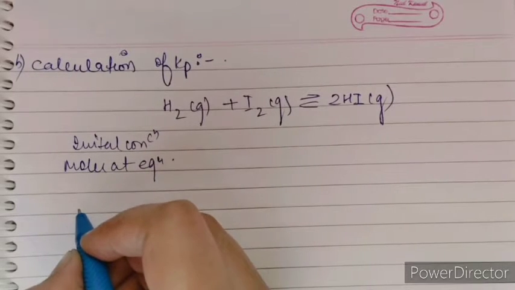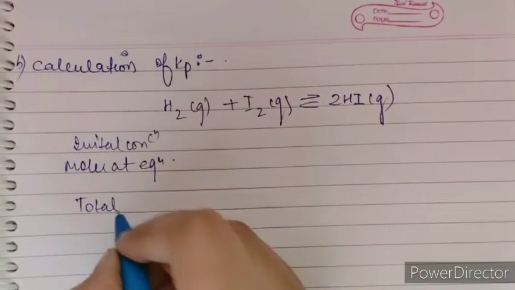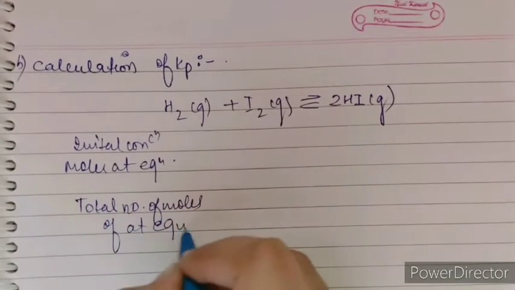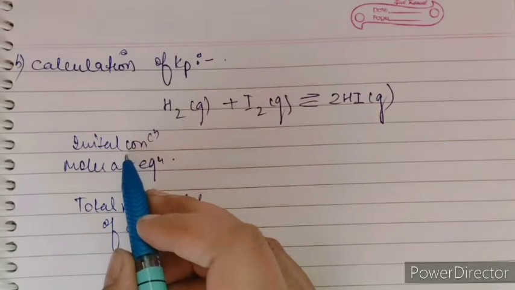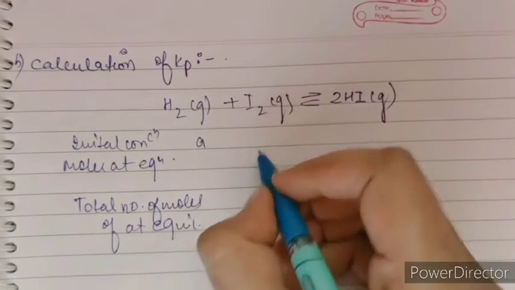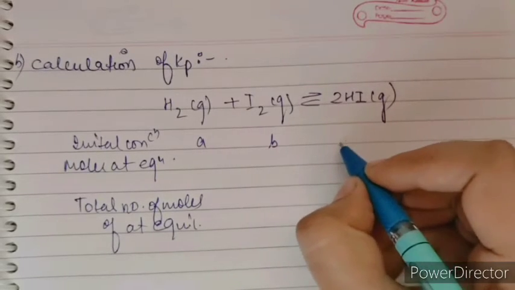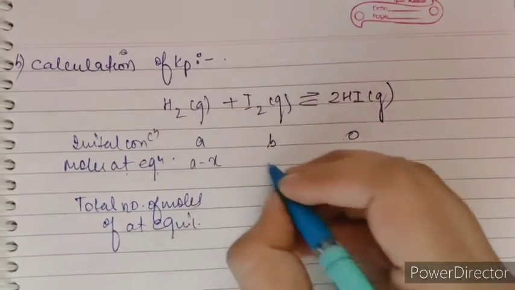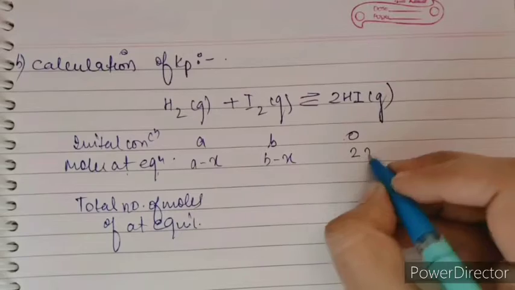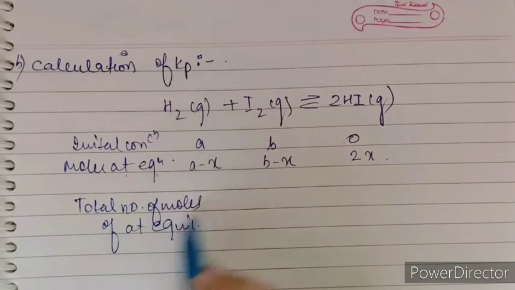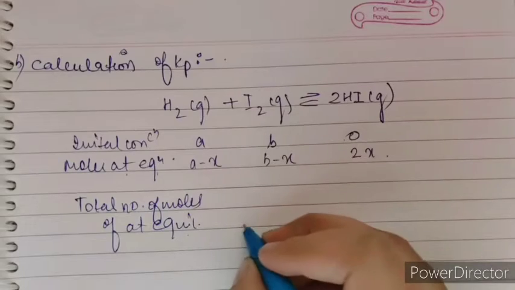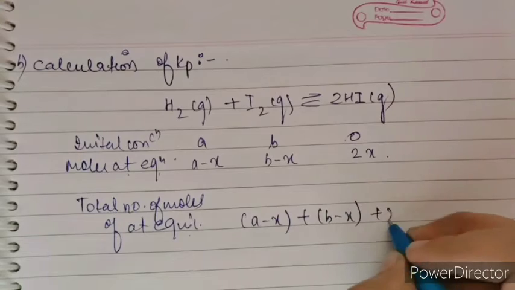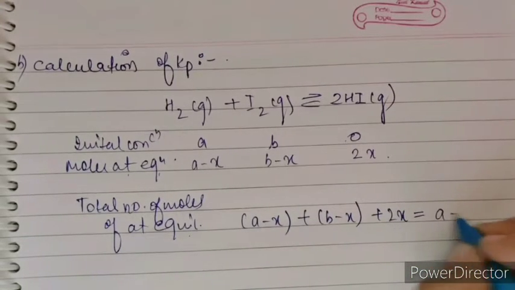and the total number of moles at equilibrium. So first of all the initial concentrations are A for H2, B for I2, and for the final product it will be 0. Moles at equilibrium are A minus X, B minus X and 2X. Similarly, the total number of moles at equilibrium is A minus X plus B minus X plus 2X, which gives A plus B.